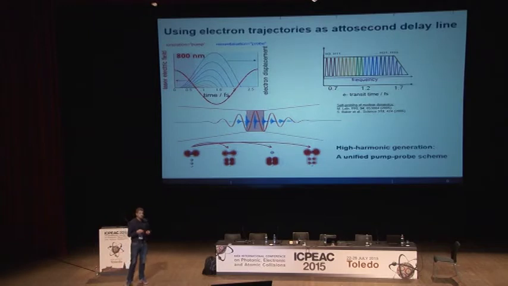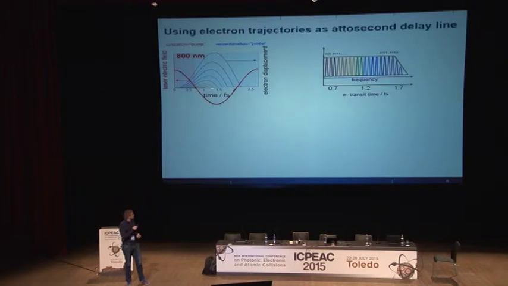Now the idea is to use that as a sort of unified pump-probe scheme, where the ionization step can launch electron dynamics, like an electronic wave packet, which is then probed by the recolliding electron in the photorecombination step. And this idea has already been successfully used to probe nuclear dynamics, an evolving nuclear wave packet after ionization.